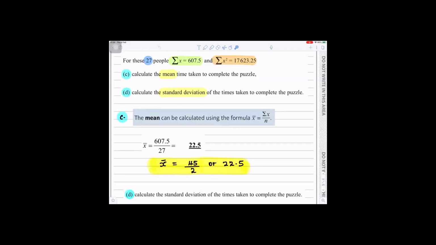For these 27 people, the sum of X is equal to 607.5 and the sum of X squared is 17623.25. Calculate the mean time taken to complete the puzzle. Calculate the standard deviation of the times taken to complete the puzzle. So the mean time can be calculated using the formula X bar, sum of X over N. The sum of X is 607.5 and N is 27 because there are 27 people. And that gives you 22.5, or 45 over 2.